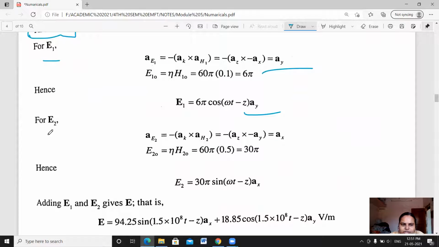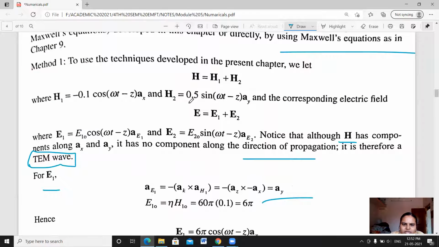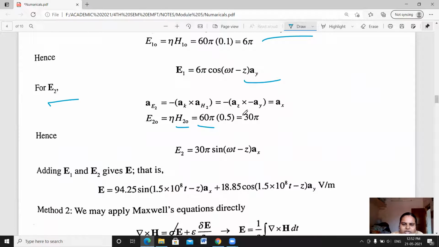In the same way, for E2, aE2 is minus aK cross aH2. That is nothing but minus aZ cross minus aY, which gives aX. Therefore, E20 is going to be equal to η times H20. Eta is already known, about 60π, and H20 is already given as 0.5. Substitute here, it will be 30π. Therefore, E2 is going to be 30π sin(ωt − z) aX.